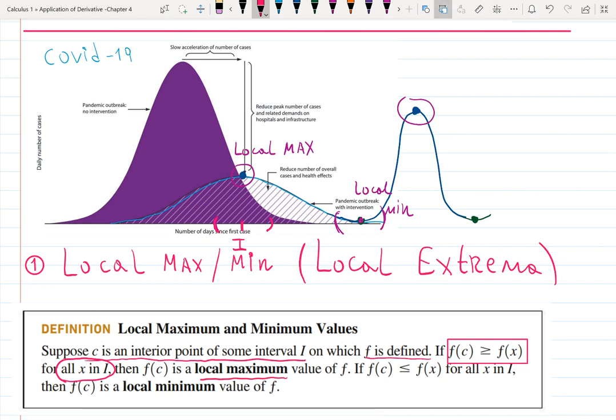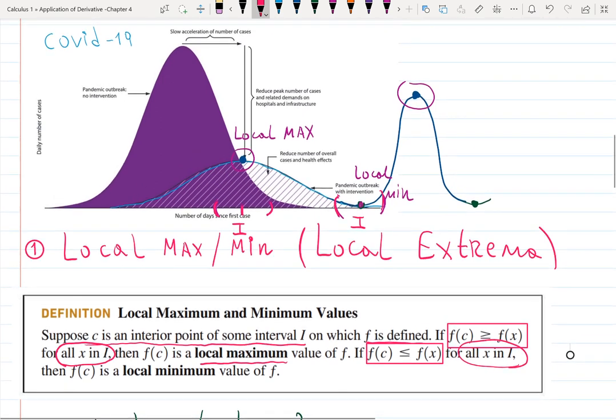And the same idea, if f of c is less or equal than all other f of x for all x on the interval now. So this is my interval I, interval, that's why we're using the letter I. Then we call this f of c a local minimum. Makes sense? So it's basically a local pit or a local tip of the mountain. That's the idea.